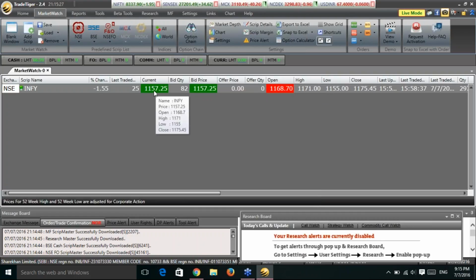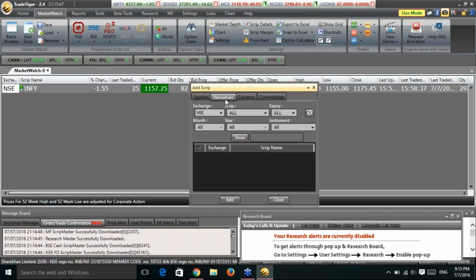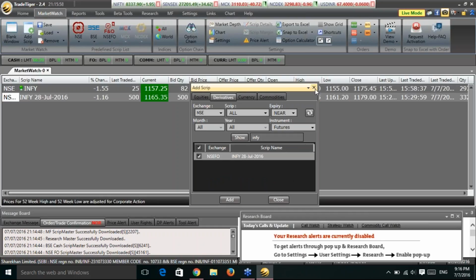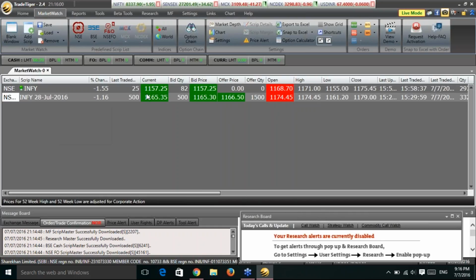Now this is the price of a share of Infosys, that is one share's price, the current market price of the share. If you want to buy the stock, you have to pay 1157 rupees and 25 paisa. And suppose I want to buy a futures contract, a near month future contract for Infosys that will expire on 28th of July. I can see here it is trading at 1165 rupees 35 paisa.